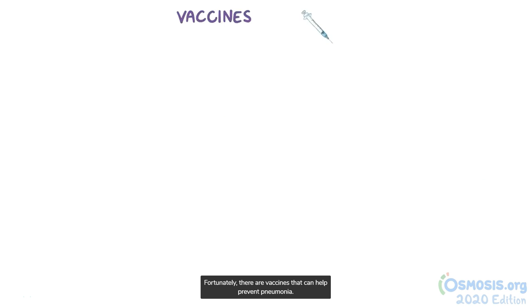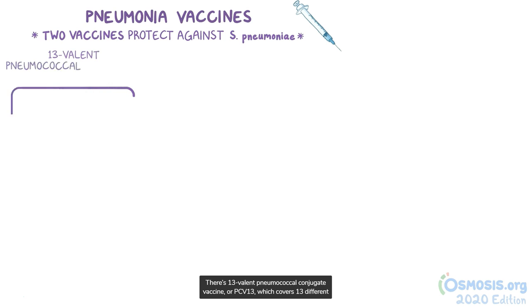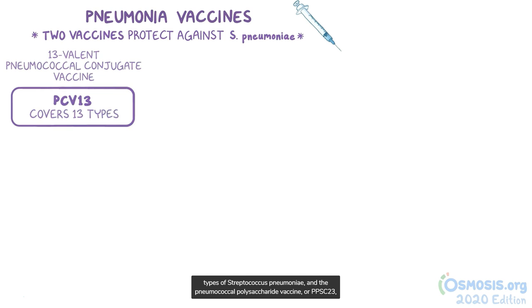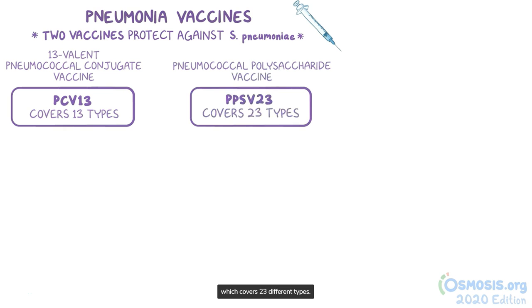Fortunately, there are vaccines that can help prevent pneumonia. There are 2 pneumococcal vaccines, which protect against Streptococcus pneumoniae. There's 13-valent pneumococcal conjugate vaccine, or PCV13, which covers 13 different types of Streptococcus pneumoniae. And the pneumococcal polysaccharide vaccine, or PPSV23, which covers 23 different types.